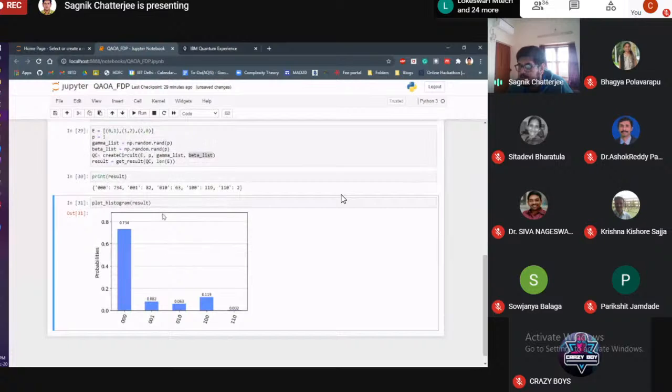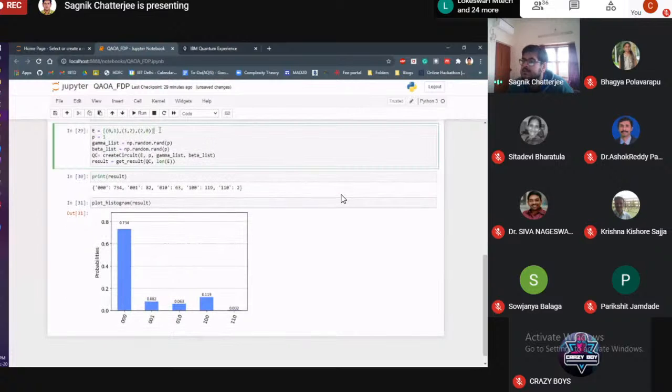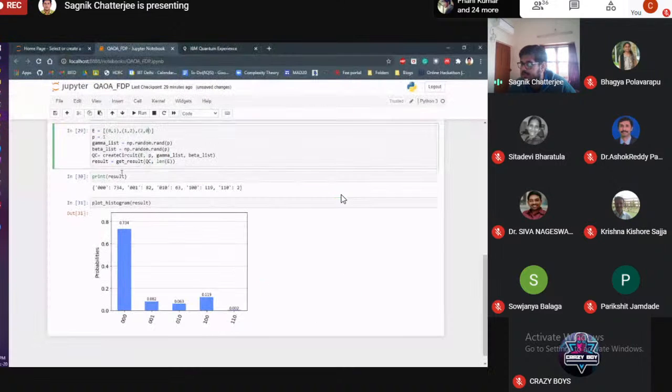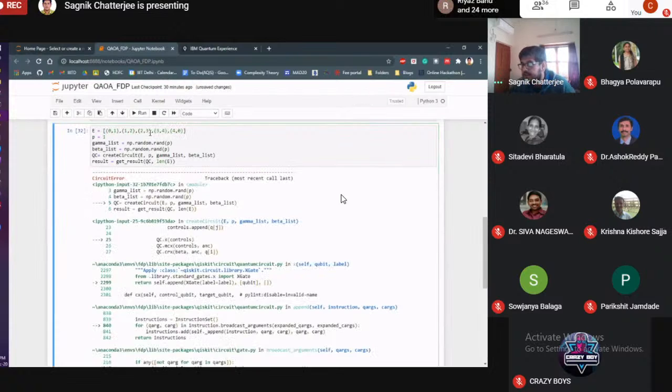So let's run it on something a little bit larger. Instead of E equal to just 3 edges, we'll do it for the graph that we saw earlier. So let's run it on 5 edges. So it will be 0, 1, 1, 2, 2, 3, 3, 4, and 4, 0.